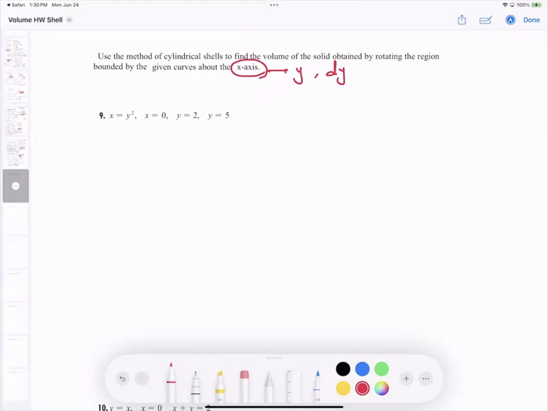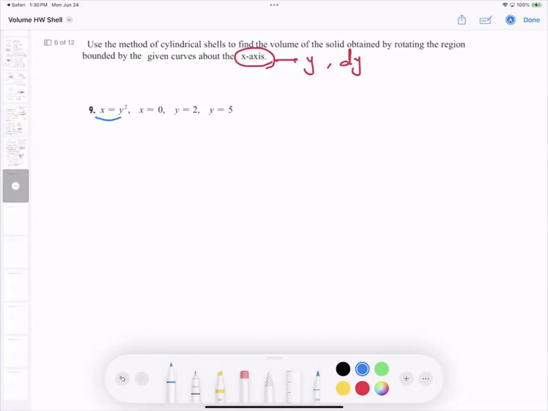x is equal to y squared, then x is equal to 0, y is 2, y is 5. It makes my life much easier because it gives me a boundary for my y. It says y is bounded between 2 and 5, so I already have the lower bound and upper bound for my integral.